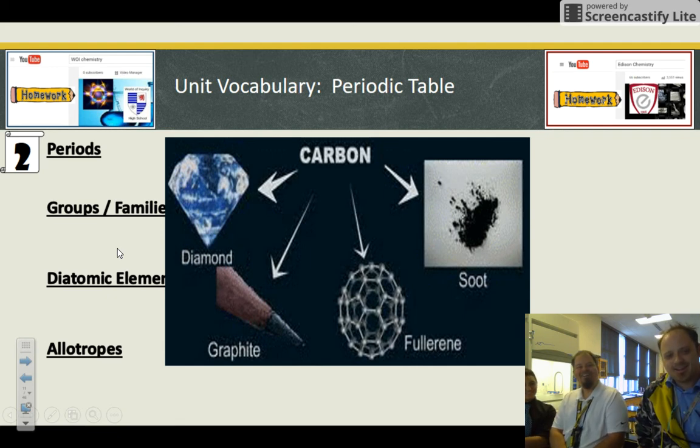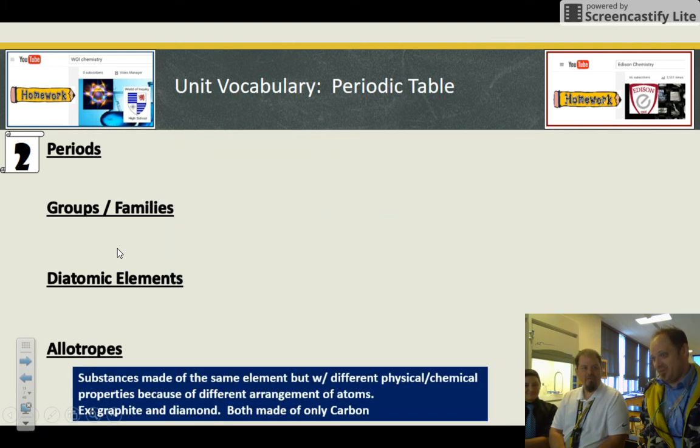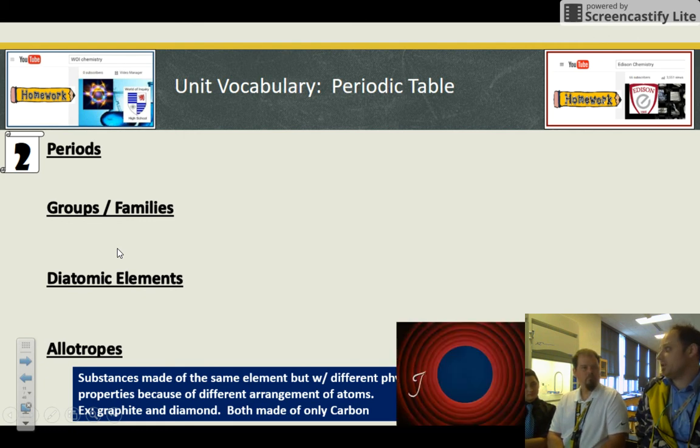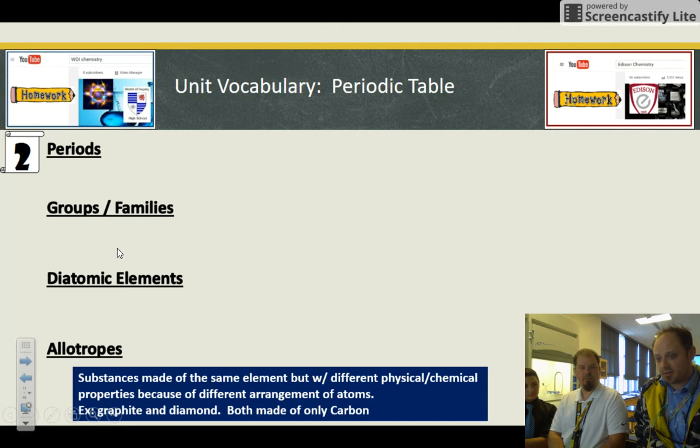Carbon. Here are some allotropes. These things are all made out of carbon, by the way. So the diamonds and graphite in your pencil are made out of the same stuff. Isn't that weird, same but different. These are substances of the same element, but with different physical and chemical properties because of different arrangement of atoms. Example: graphite and diamond. They're both made of carbon. You pack things differently, they react differently.